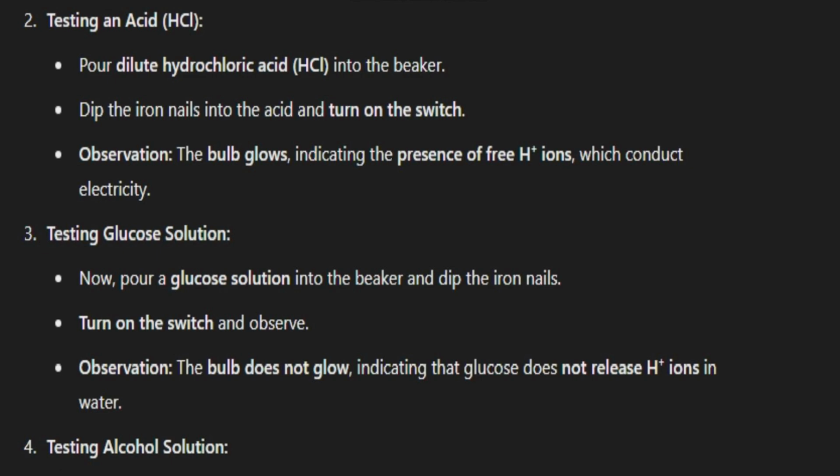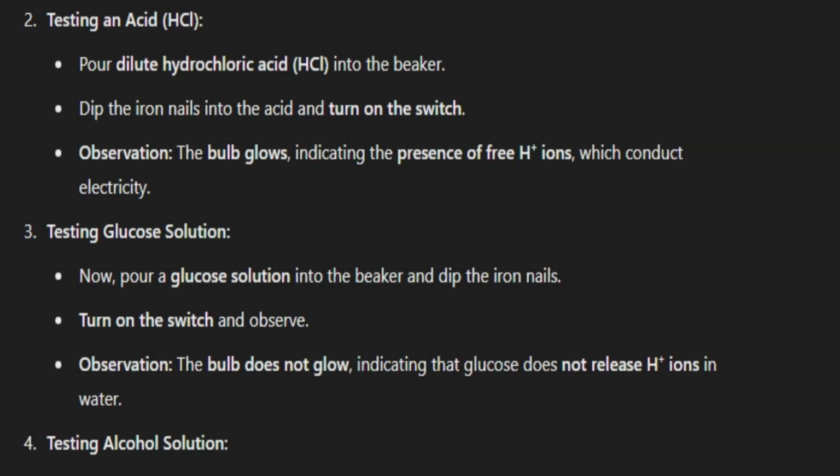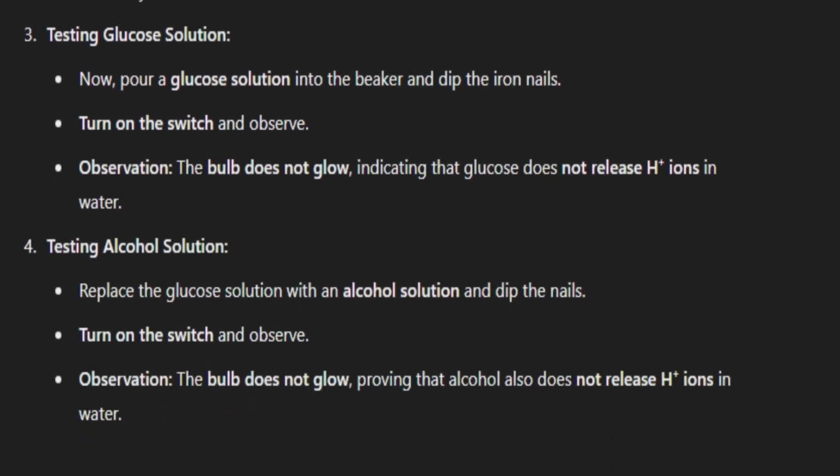3. Testing glucose solution. Now, pour a glucose solution into the beaker and dip the iron nails. Turn on the switch and observe. Observation: the bulb does not glow, indicating that glucose does not release H+ ions in water. 4. Testing alcohol solution.